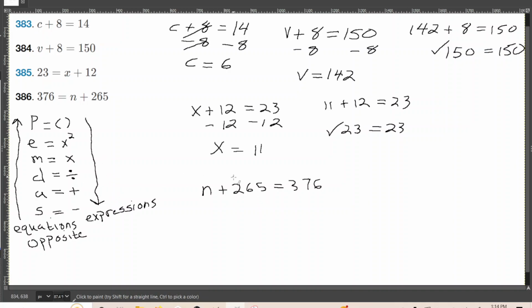We go through PEMDAS, we say, oh, there's no like terms. I gotta do the opposites. The only thing that's here is this plus. So minus 265, right? That'll get n by itself because n plus 0 is n. But what we do to one side of the equation, we must do to the other. That is the mantra. 6 minus 5, 1. 7 minus 6, 1. 3 minus 2, 1.